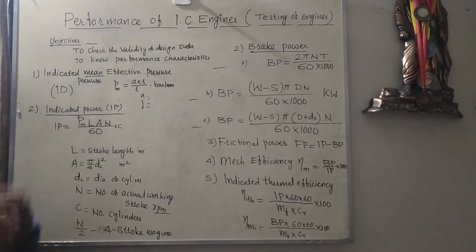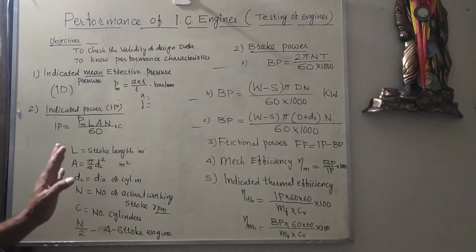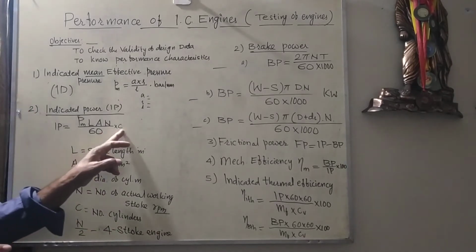Why? Because in a 4-stroke engine, if the crankshaft rotates 4 times, how many times will power develop? 2 times. Therefore, the revolution by 2, half of the RPM. For a 4-stroke engine only, whatever the given RPM, you divide by 2. And C is the number of cylinders.